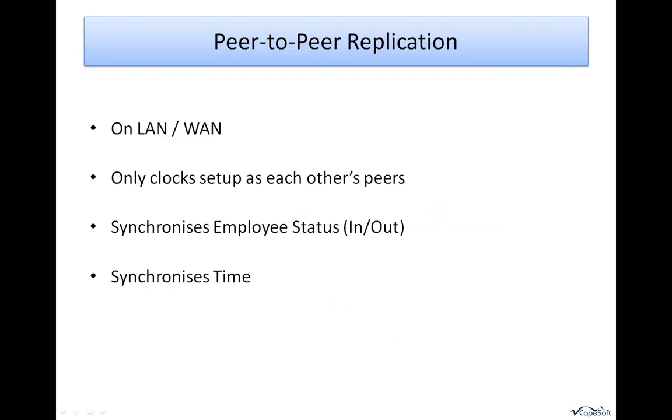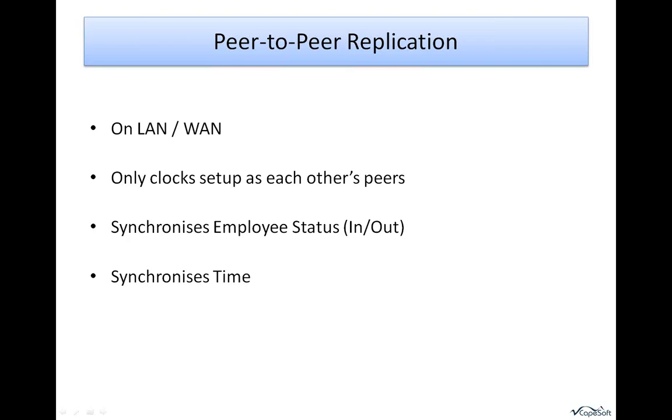Okay, peer replication. Peer replication will happen when you're on a LAN or WAN. It can only happen on a LAN and a WAN. You will need to set up your clocks in their clock setup as each other's peers. So what will happen when you have clocks set up as peers? Basically, they will synchronize employees' TNA direction, their in and out direction, as well as their access area. So each clock will know where an employee is at the moment. This is important in cases where you need it for pathing, as an example.